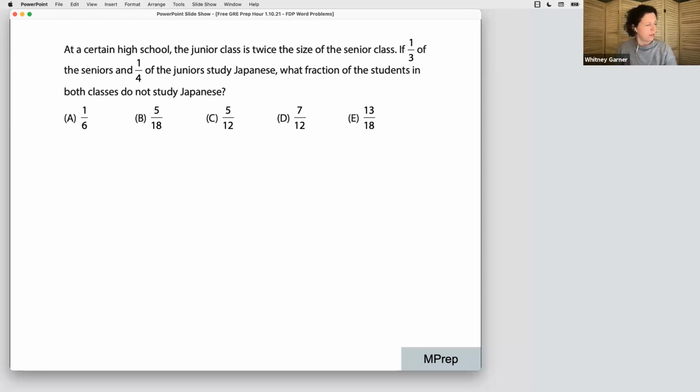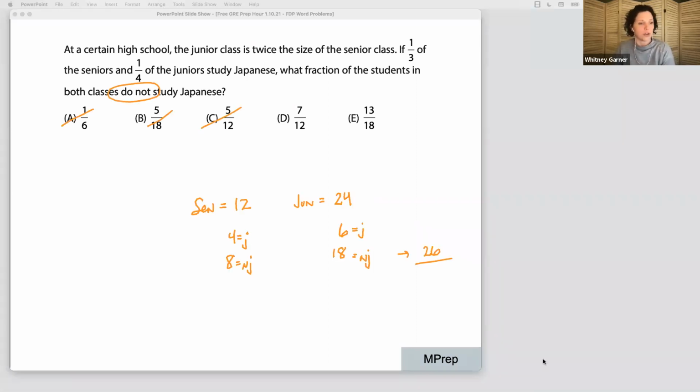Right, so what is that? 6? 6 study Japanese. And so then not Japanese in this group would be the remaining 8. Not Japanese in this group would be the remaining 3/4 or 18. And so not Japanese, that would be 26 out of, and then it was the fraction of the students in both classes. This would be 24 plus 12. So out of 36.